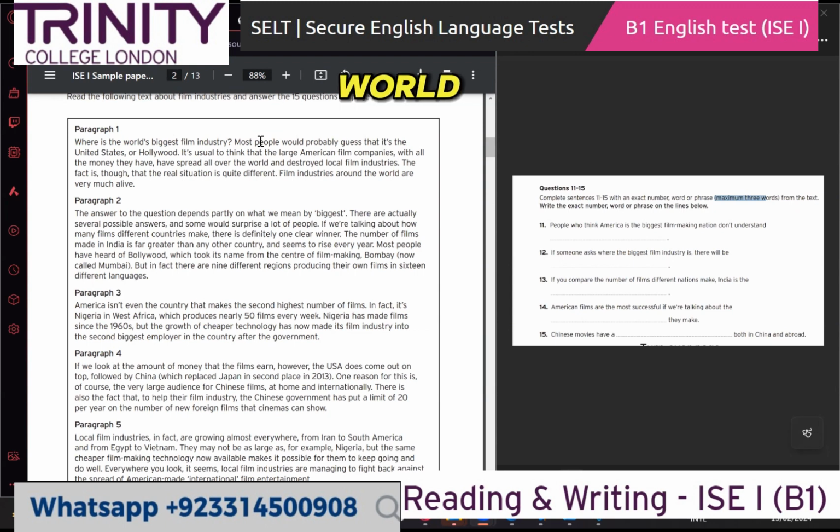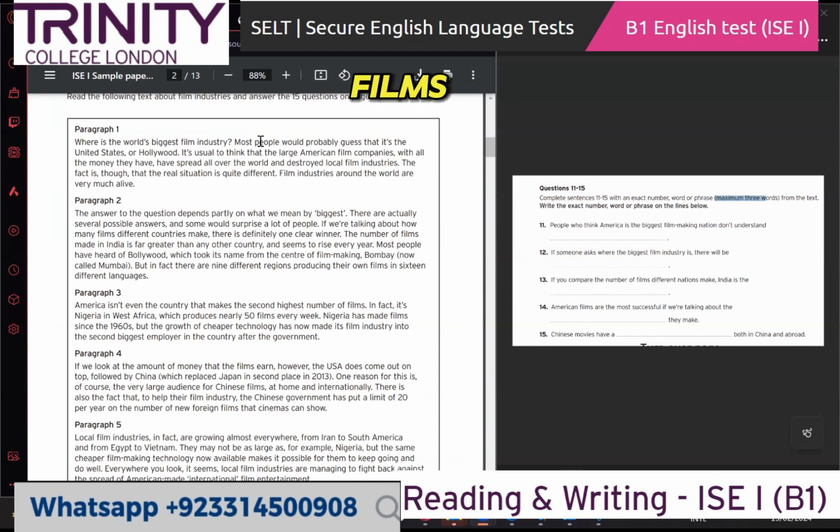Can I read the second one also? Let's finish it. Yes, the second one also. The answer to the question depends partly on what we mean by the biggest. There are actually several possible answers, and some will surprise a lot of people. If we are talking about how many films different countries make, then India is definitely the clear winner.